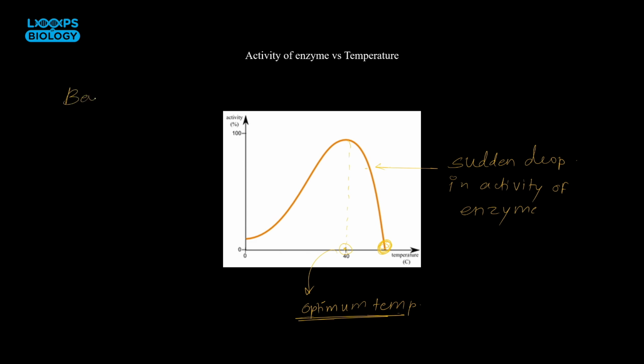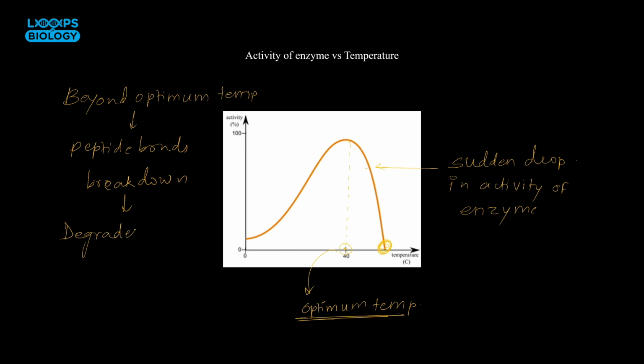So beyond the optimum temperature, peptide bonds break down, and this basically degrades the structure of the enzyme. And if we are degrading the three-dimensional structure of the enzyme, then that particular enzyme will not be of any use.